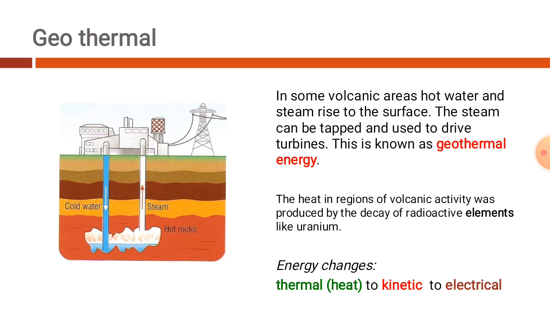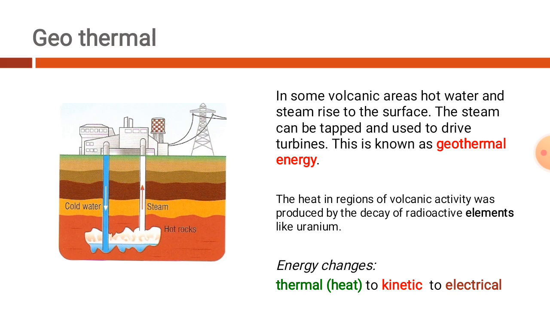So our next system is geothermal energy. You might know that in volcanic areas, hot water and steam rise to the surface because of the lava, because of the hot rocks at the bottom beneath the earth. The water boils up, becomes steam, goes up, and comes out from the earth. Now this steam can be tapped and used to drive the turbines as well. So this is a natural setup. When the steam comes out, it is channelized to the turbines, which in turn finally produce electricity.